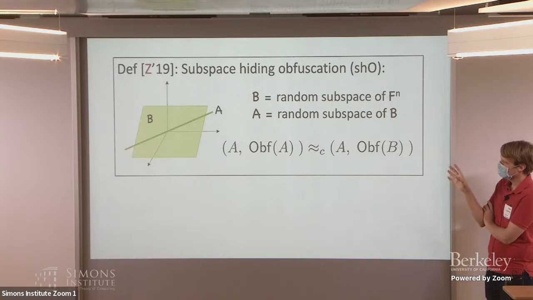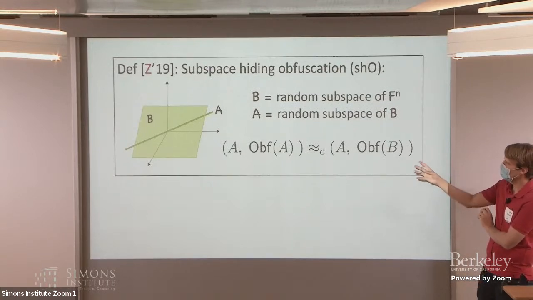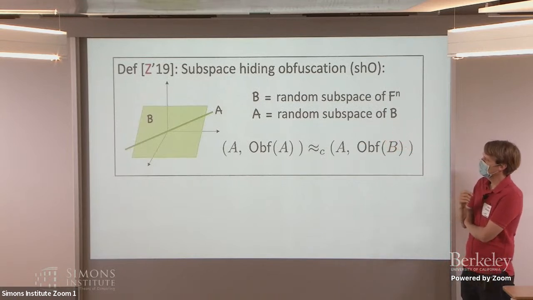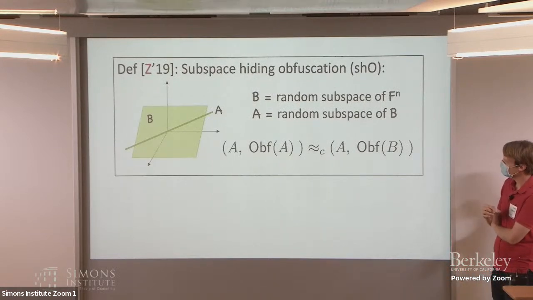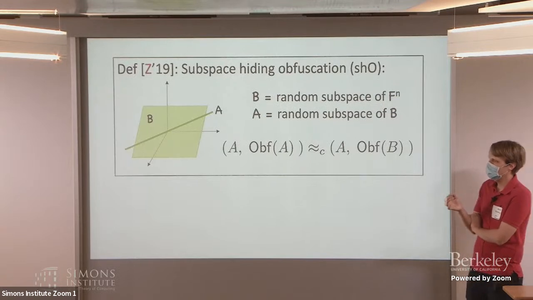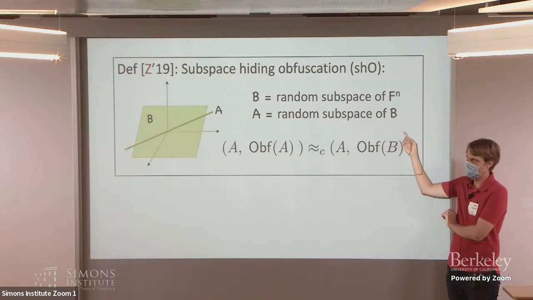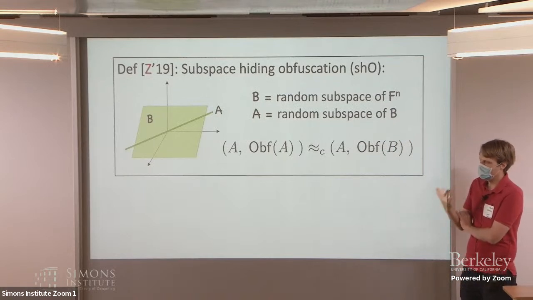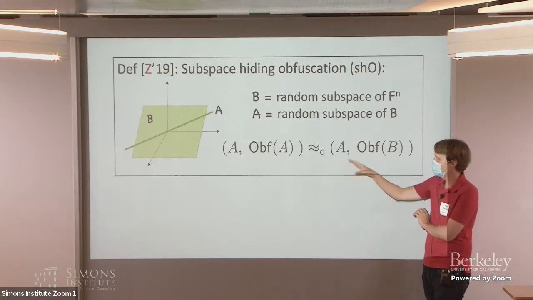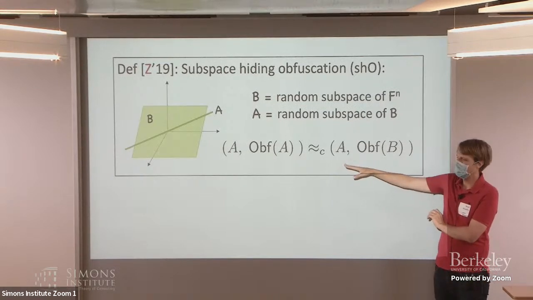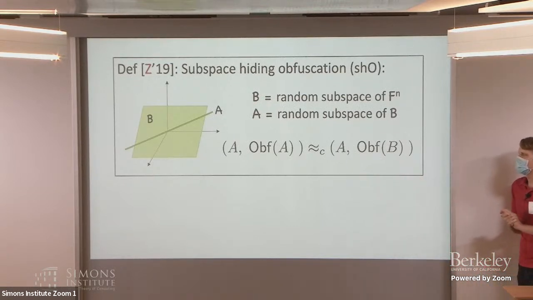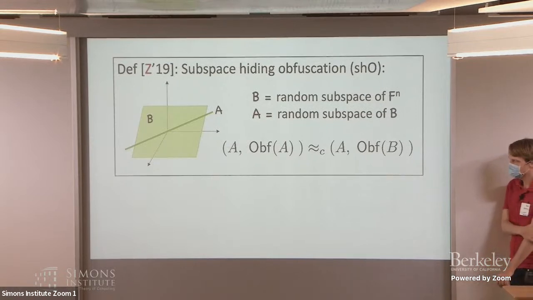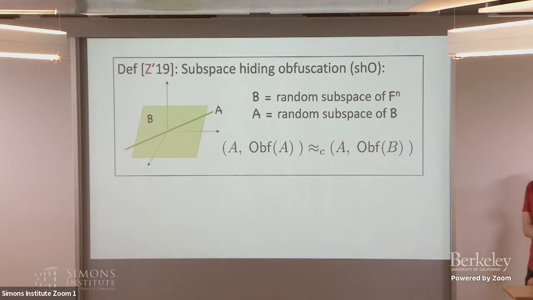Here's what the security stipulates. First choose a random subspace B of some dimension. I'm going to be kind of hand wavy about the dimensions. So first choose a random subspace B, and then choose a random subspace of B and call it A. What I'm going to give to the adversary is, I'm always going to give the adversary A, and then I'm either going to give an obfuscation that tests membership in A or an obfuscation that tests membership in B. And what we want is that these two worlds are indistinguishable. Right. So this is the definition of subspace hiding obfuscation.